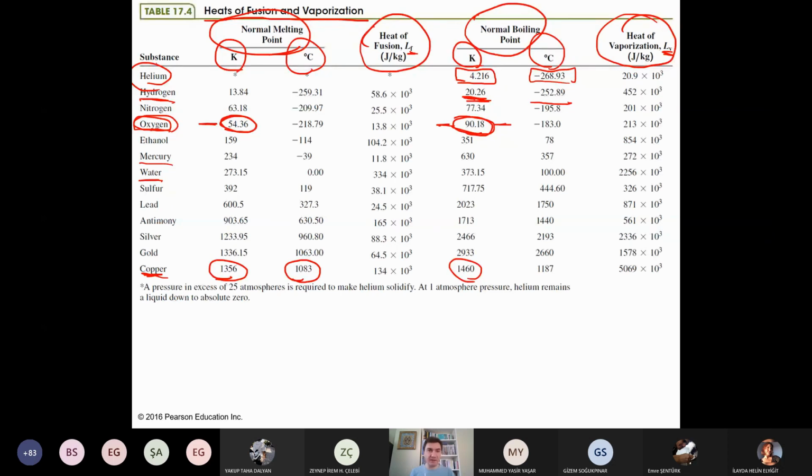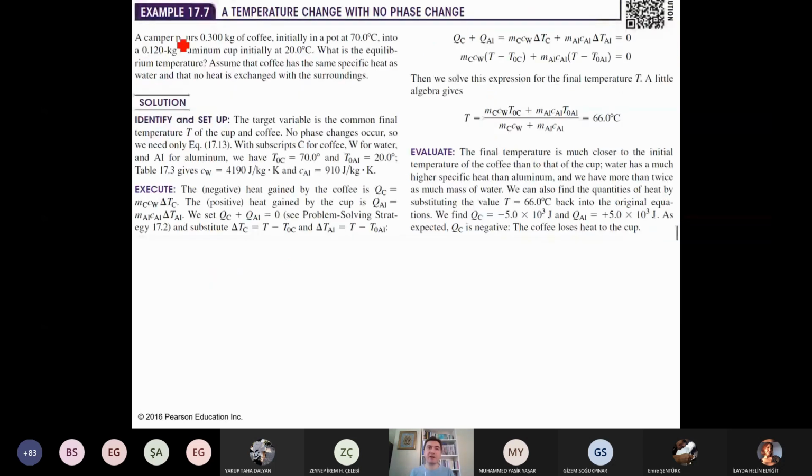Example 17.7 from the book, a temperature change with no phase change. A camper pours 0.3 kilogram of coffee, initially in a pot at 70 degrees Celsius, onto a 0.12 kilogram aluminum cup initially at 20 degrees Celsius. What is the equilibrium temperature? Assume that coffee has the same specific heat as water and that no heat is exchanged with surroundings.